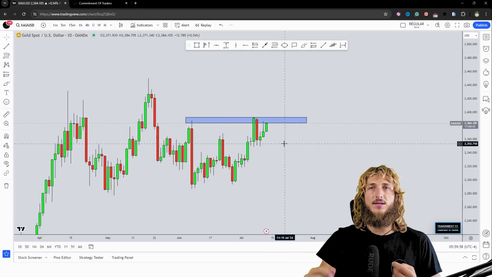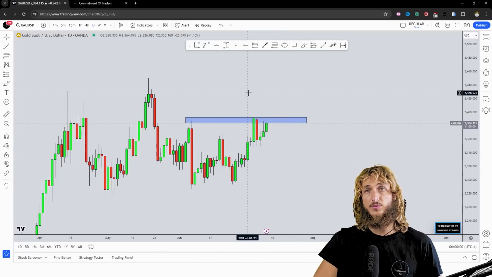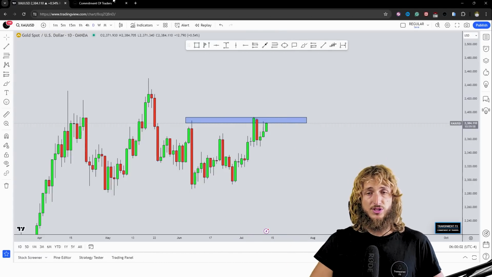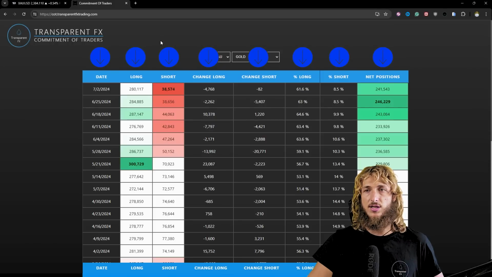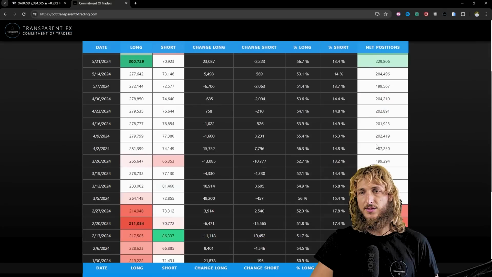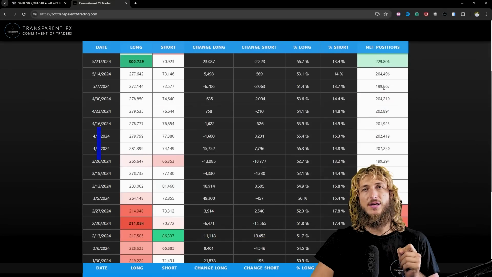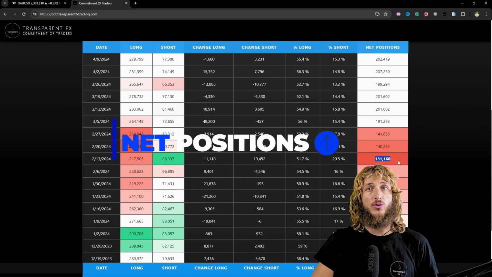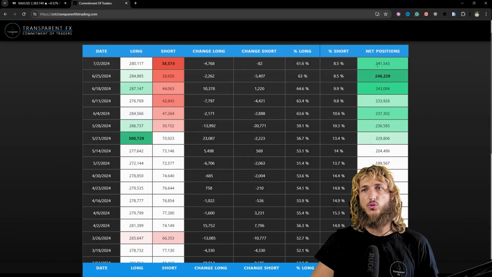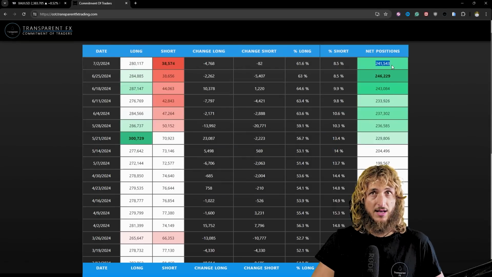So what is the situation? Well, before we dig deeper into what we have here from a technical perspective, first, let's go and see what we have when it comes to the commitment of traders. So what hedge funds and the big players in the market are doing precisely on gold. Now, what we can see here is that with the last reports, net positions have been massively increased. We went from having 131.1k net positions all the way up to 241.5k net positions.